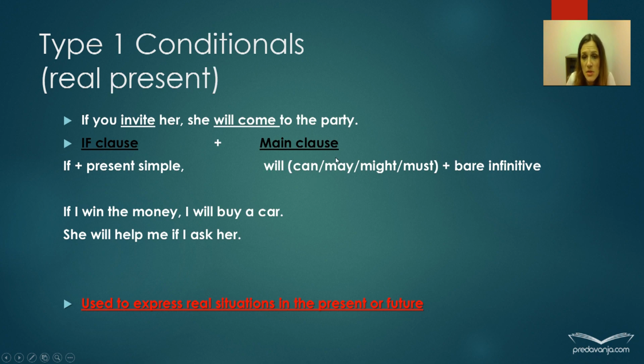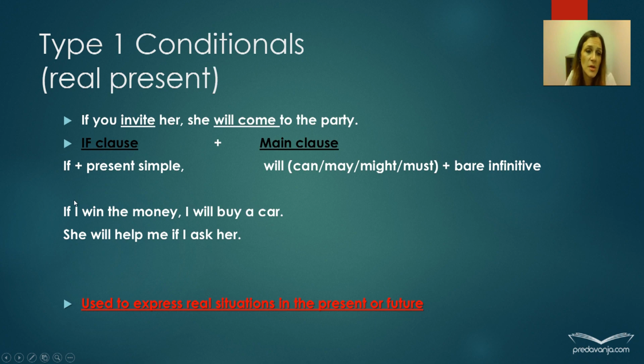Instead of will, we can also use can, may, might, must. Usually we use will for the first conditional, and there's a bare infinitive, which means that there's just the verb without to. What happens in the first conditional? So there's this condition in the if clause. If I win the money, I will buy a car. So if this happens, this will happen.